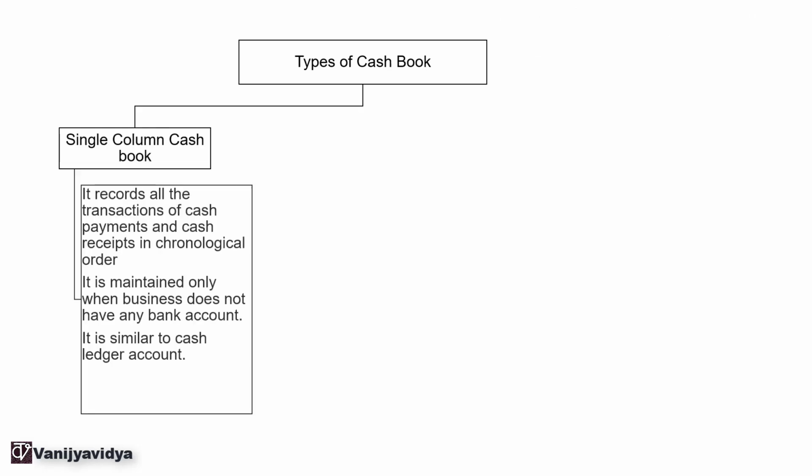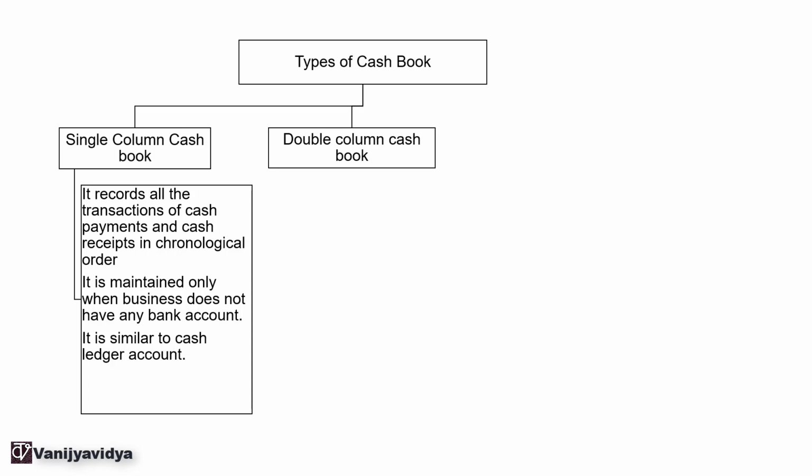Types of cash book. Single column cash book. It records all the transactions of cash payments and cash receipts in chronological order. It is maintained only when business does not have a bank account. It is similar to cash ledger account. So as the name itself suggests, single column cash book will record all the transactions related to cash payments and receipts. So whenever there is no bank account, all the transactions are done in cash, only single column cash book is prepared, which is similar to your cash ledger account.